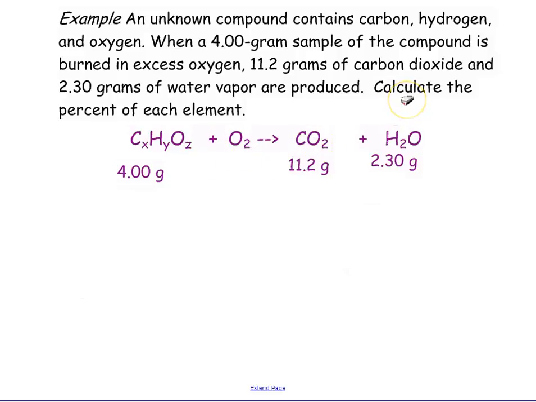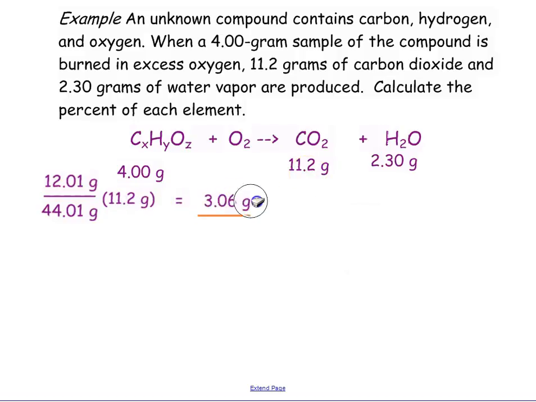So we have to do a little more work to find the amount of each element. Now this one, instead of finding the whole empirical formula, we're just going to find the percent. So to find the percent of carbon, we will start with our 12 out of every 44 grams of CO2 is carbon times the grams of carbon means that I have 3.06 grams of carbon in carbon dioxide, which means I must have had 3.06 grams of carbon in my original reactant, sorry.